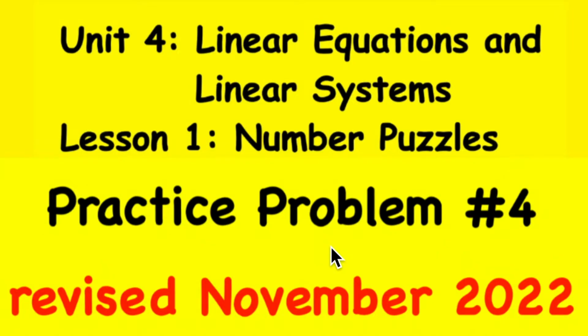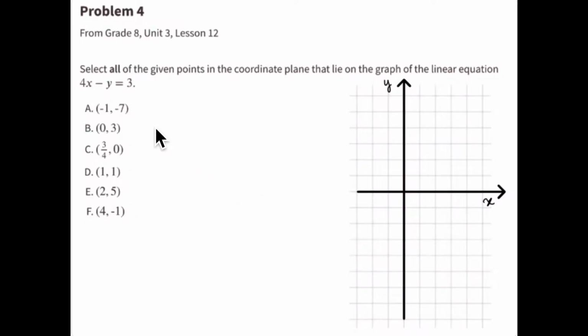This is practice problem number 4 from Lesson 1, Number Puzzles, and Unit 4, Linear Equations and Linear Systems. And this is a revised version of practice problem number 4. In this problem, you are asked to select all of these given points that lie on the graph of this linear equation. So this defines a line.